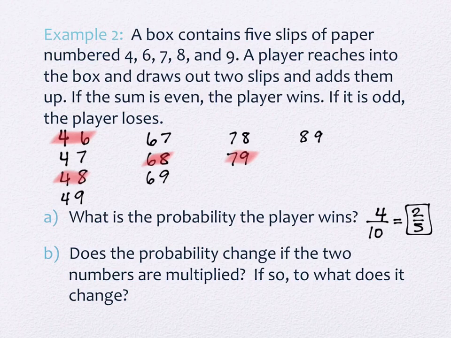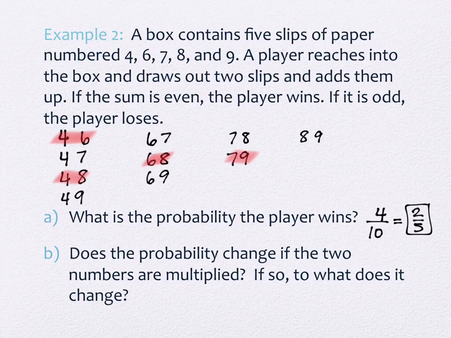This now says, does it change if the numbers are multiplied? In other words, the rules are the same. If I win if I'm even, I lose if I'm odd, right? But I'm going to multiply the values instead. So instead of red, I'm going to change it and we're going to do a blue. Okay, so our question is, if I multiply, do I get an even?